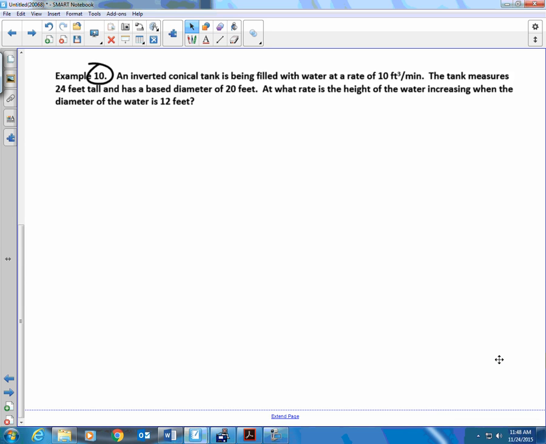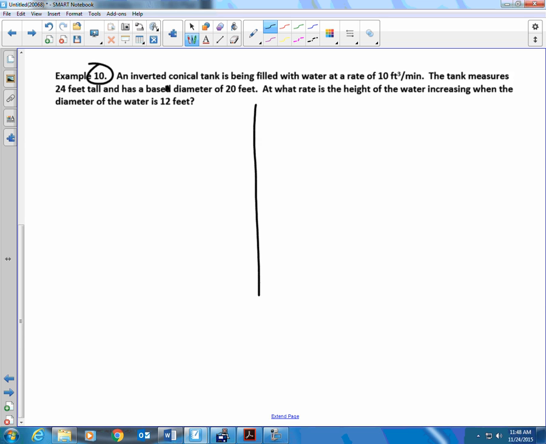All right. An inverted conical tank is being filled with water at a rate of 10 cubic feet per minute. The tank measures 24 feet tall and has a base diameter of 20 feet. At what rate is the height of the water increasing when the diameter of the water is 12 feet?